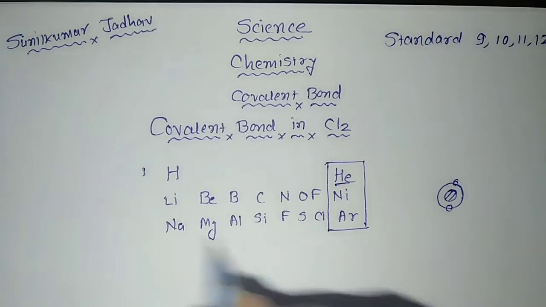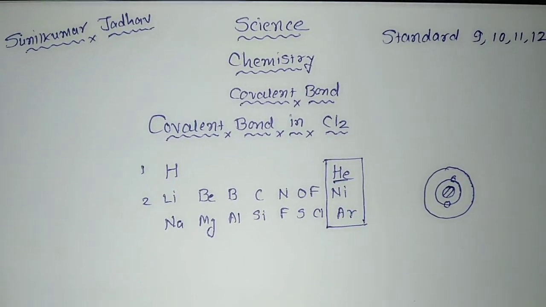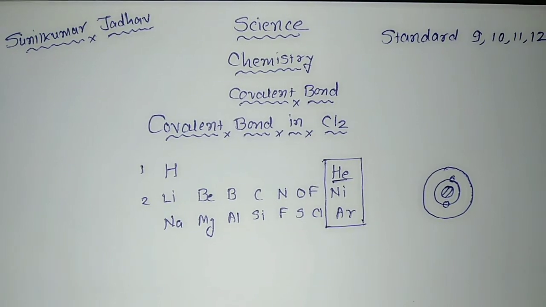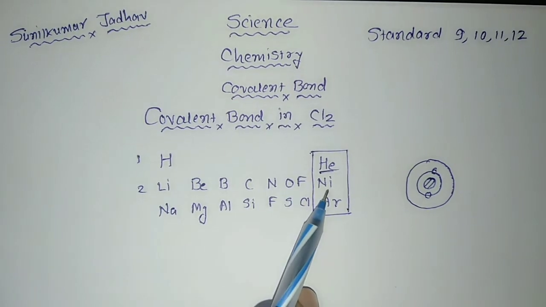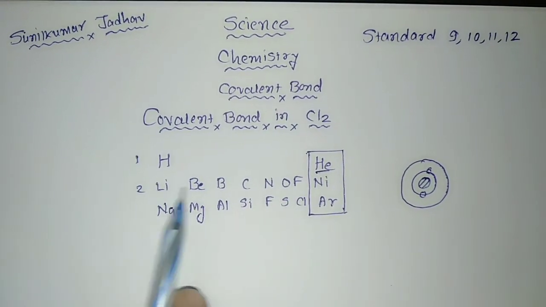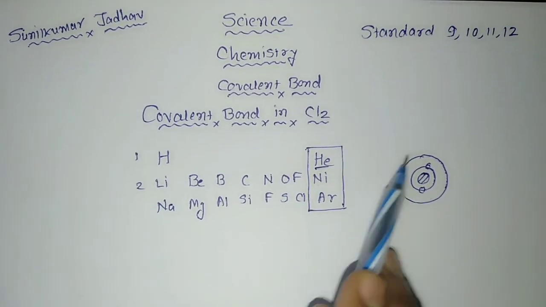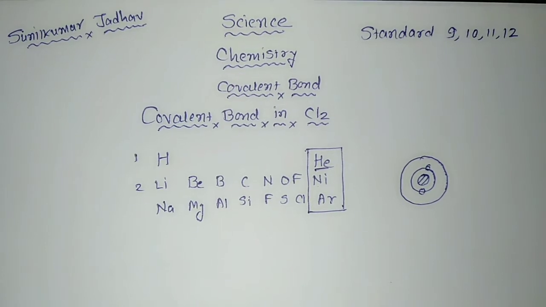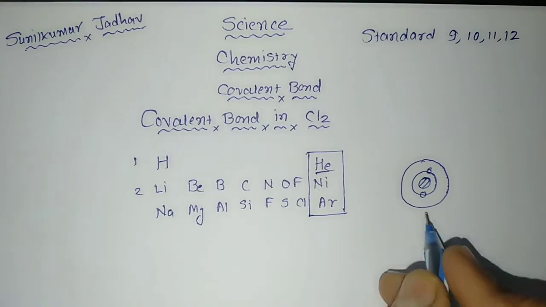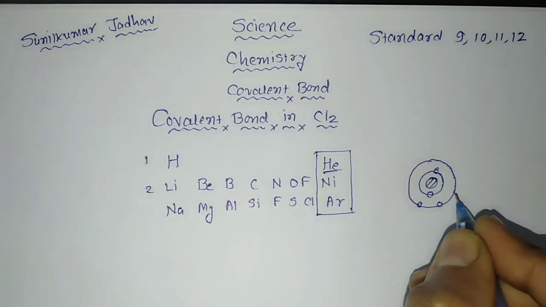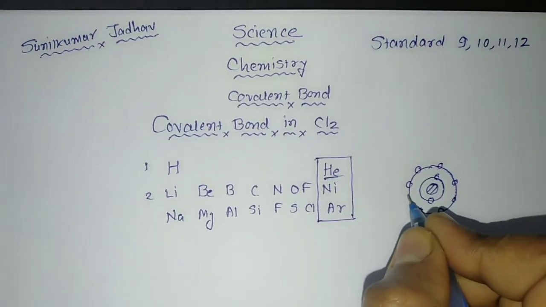Similarly, if we go to the second orbit, how many maximum electrons can be accommodated in it? We know it is 8. You can see lithium, beryllium, boron, carbon, nitrogen, oxygen, fluorine, and neon. So this is 1 and 2, then 3, 4, 5, 6, 7, 8, 9 and 10. These are 2, and 8 more electrons can be accommodated in the second orbit. So it goes up to neon: 1, 2, 3, 4, 5, 6, 7 and 8.